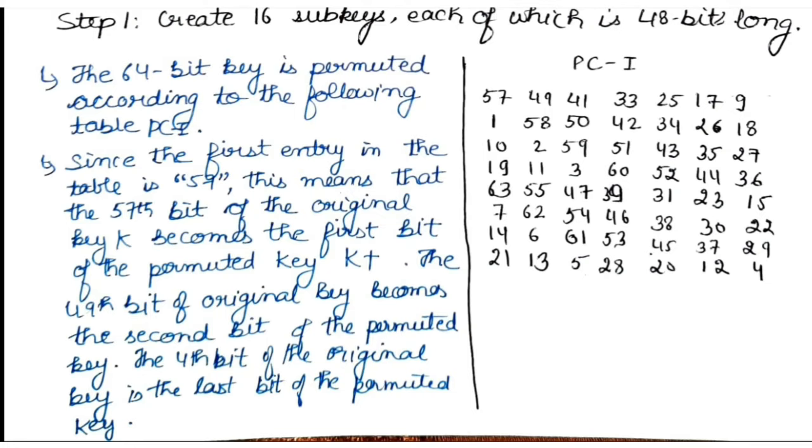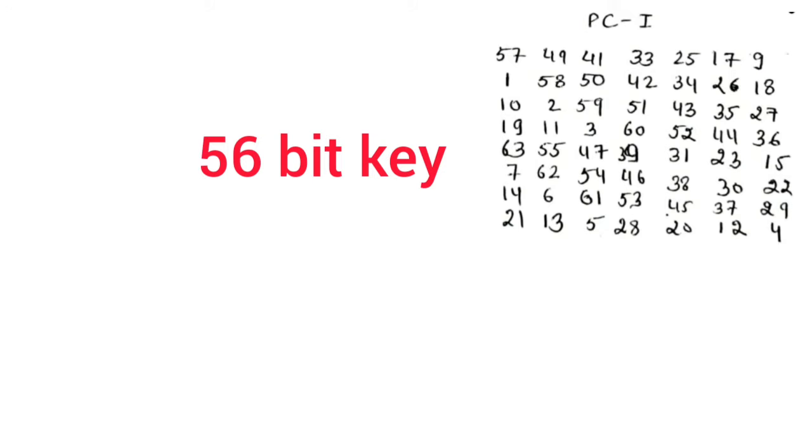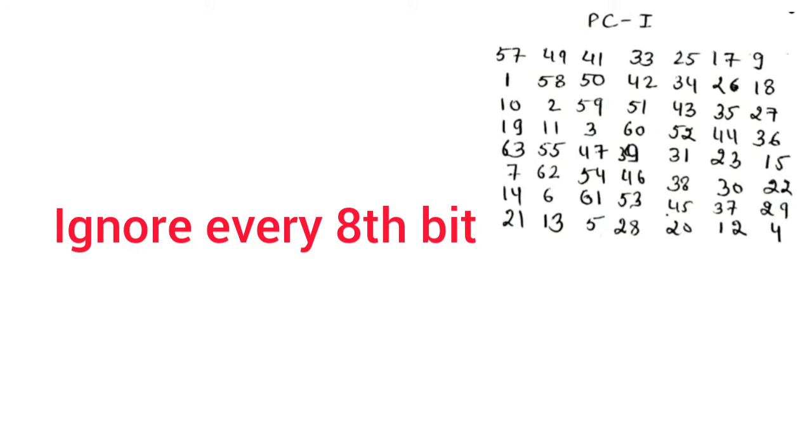The 49th bit of the original key becomes the second bit of the permuted key. The fourth bit of the original key is the last bit of the permuted key. We can see PC1 is a 7 by 8 matrix, so it will create a 56-bit key. We are going to ignore every 8th bit.